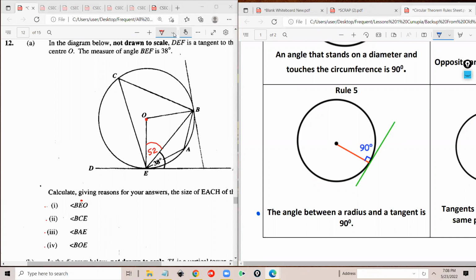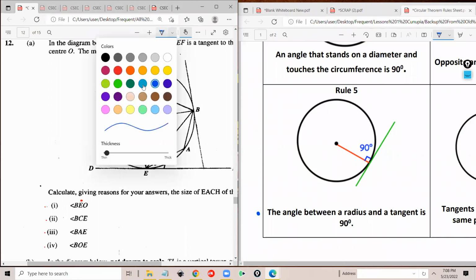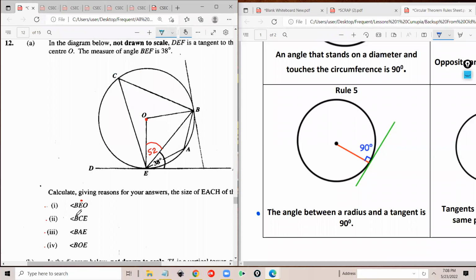Right, so the next one, we get some different colors because this is going to get pretty complex. B, C, E. So B to C to E. Part 2 is asking for this blue angle here. I'll give you a hint: O to E and O to B are both radii. So that means OB and OE have the same length, which means OBE, that's an isosceles triangle. Use that to help you out.